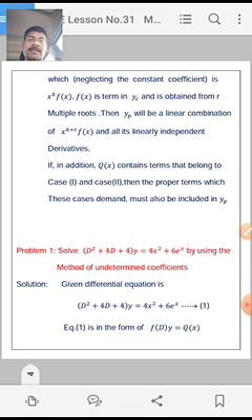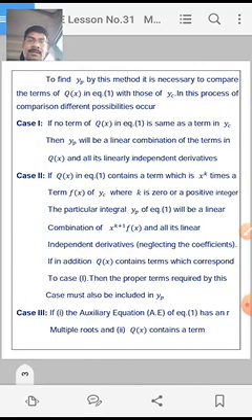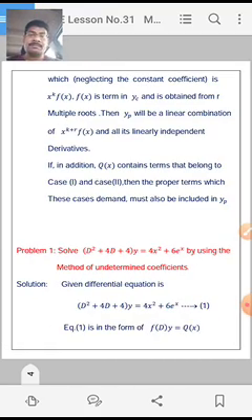These are the three cases. The first is no common term, the second is a common term, and the third case is repeated roots.